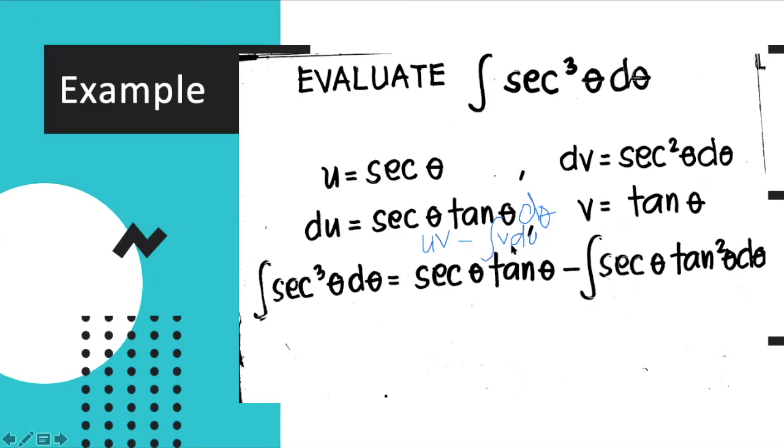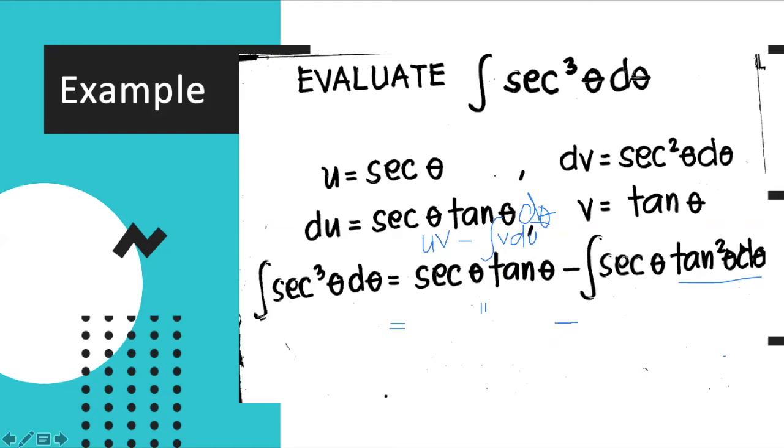What is your v? Your v is tangent, so you copy tangent here. And then du, which is secant theta tangent theta, so you copy it. So tangent times tangent, you have tangent squared theta times d theta. Okay? So now we just copy this.